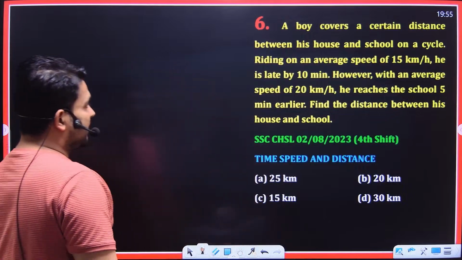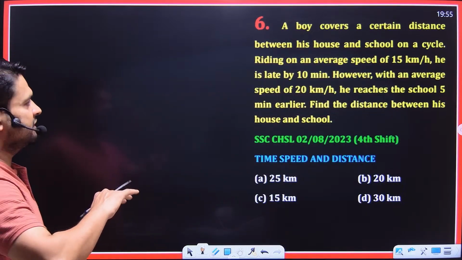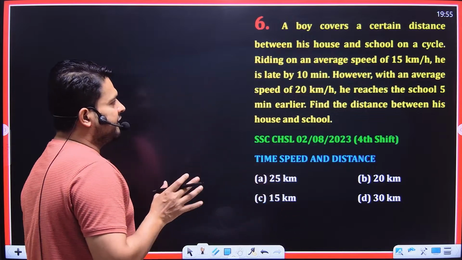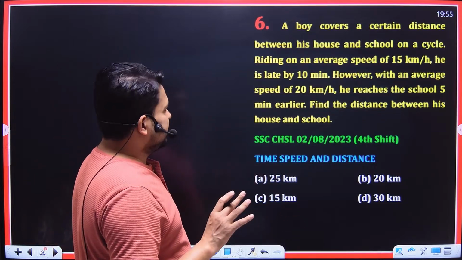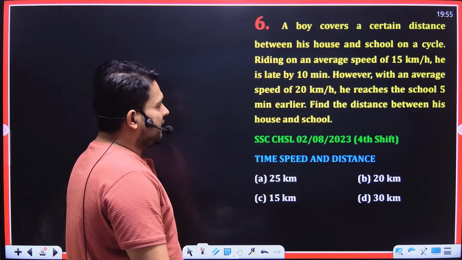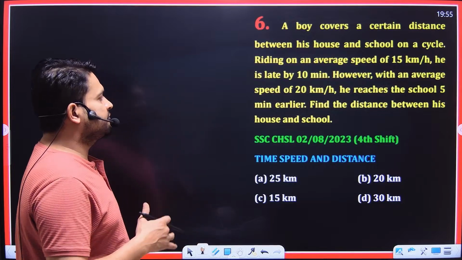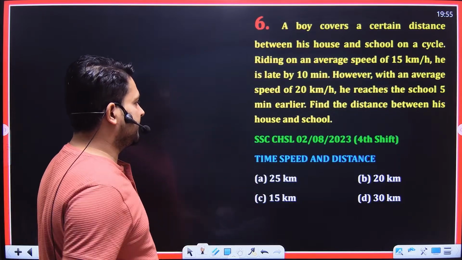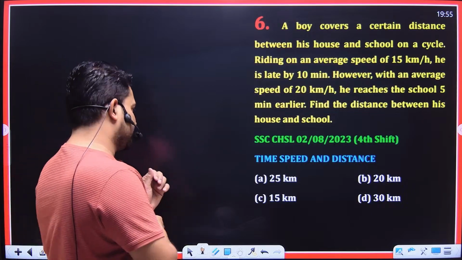A boy covers a certain distance between his house and his school on a cycle, riding at an average speed of 15 km per hour. He is late by 10 minutes. However, with an average speed of 20 km per hour, he reaches the school 5 minutes earlier. Find the distance between his house and his school.